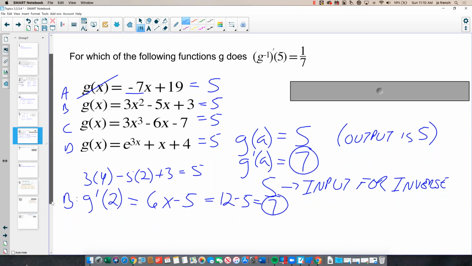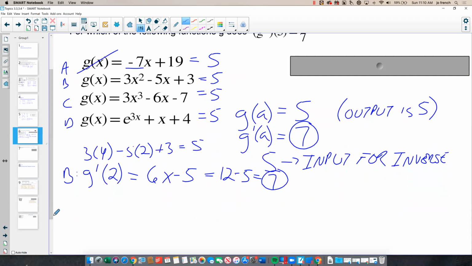Let's take a look just quickly at C and D to see why they might not work. So for C, 3x cubed minus 6x minus 7. Let's try, well, 1 would be 3 minus 6 minus 7. That's much too negative. 2 would be 3 times 8 minus 6 times 2 minus 7. So that's 24 minus 12 minus 7, which does give me 5.